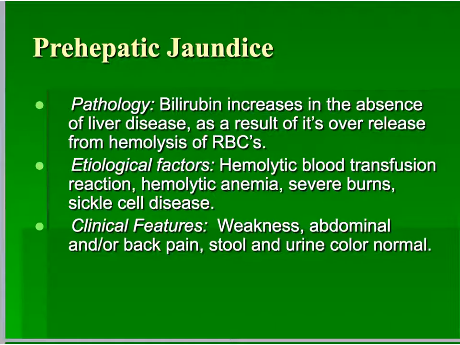So these patients, because they're breaking down a lot of red blood cells, are very weak and fatigued. They may have abdominal or back pain, especially if they're bleeding posteriorly into the posterior aspect of the abdominal cavity. Their stool looks normal, their urine looks normal because they don't have any liver disease. So that's really what we see in people with prehepatic jaundice.